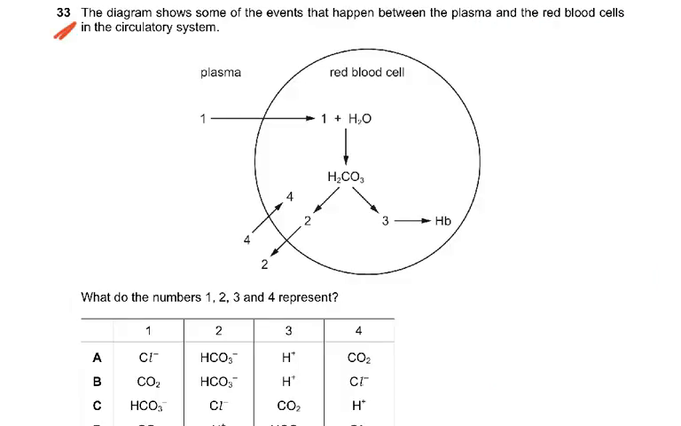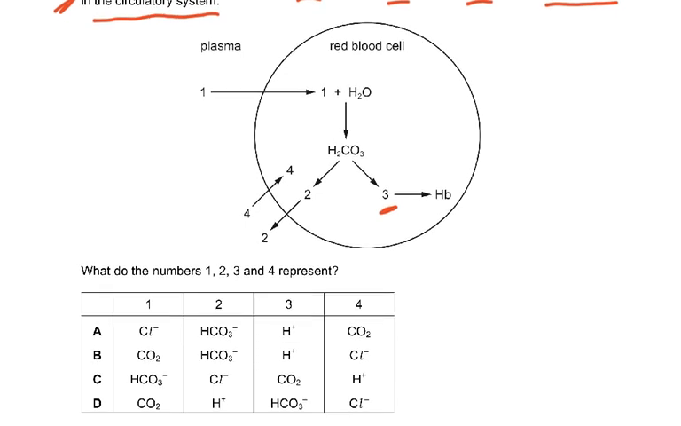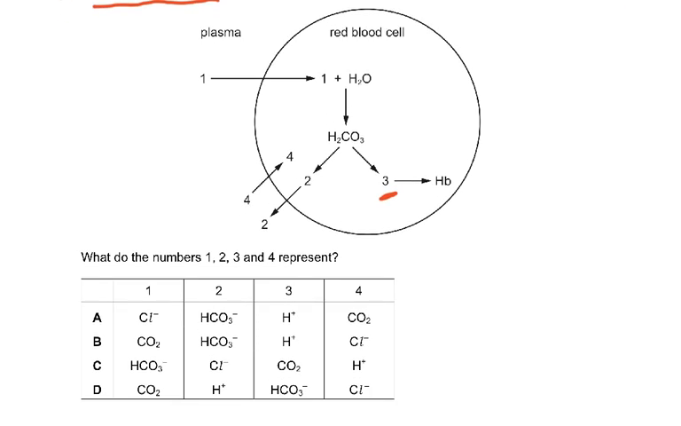Now coming to question number 33, the diagram shows some of the events that happen between the plasma and the red blood cells in the circulatory system. So there's one, which is entering the red blood cells, then there is two, which is the breakdown of H2CO3 to H. You see, H combines with hemoglobin, so HCO3 negative will be 2 and 4 will be chloride ions. So one has to be CO2 plus H2O, carbon dioxide plus water combining to give you carbonic acid. So that is why the answer to this is B.